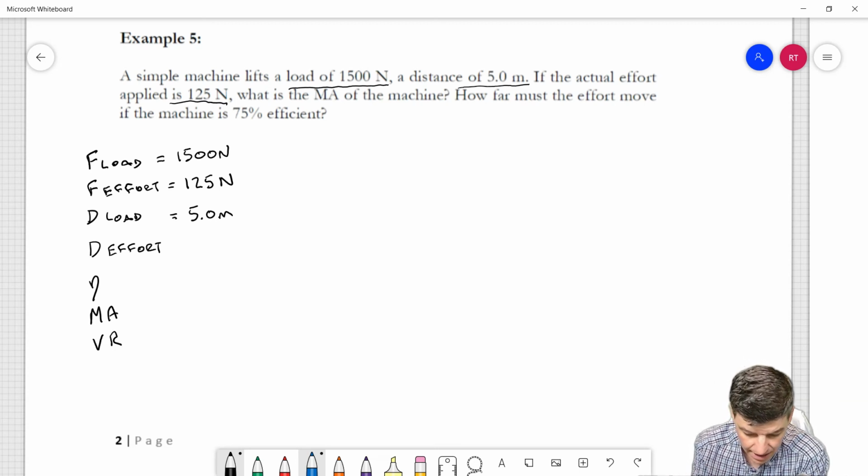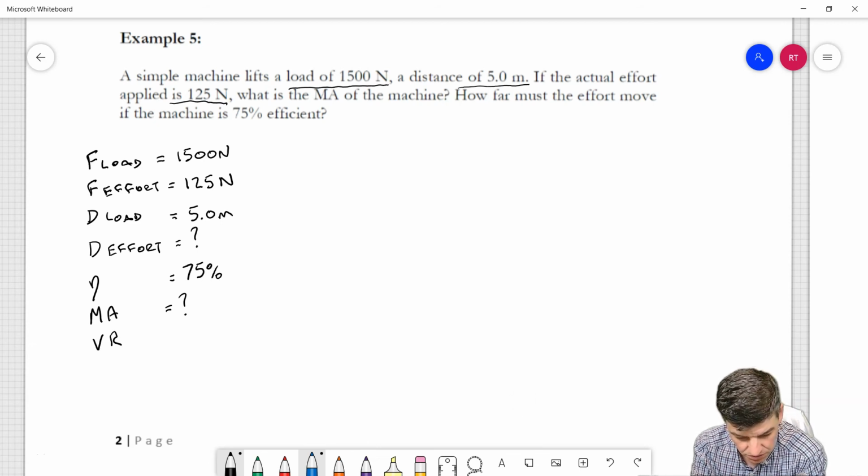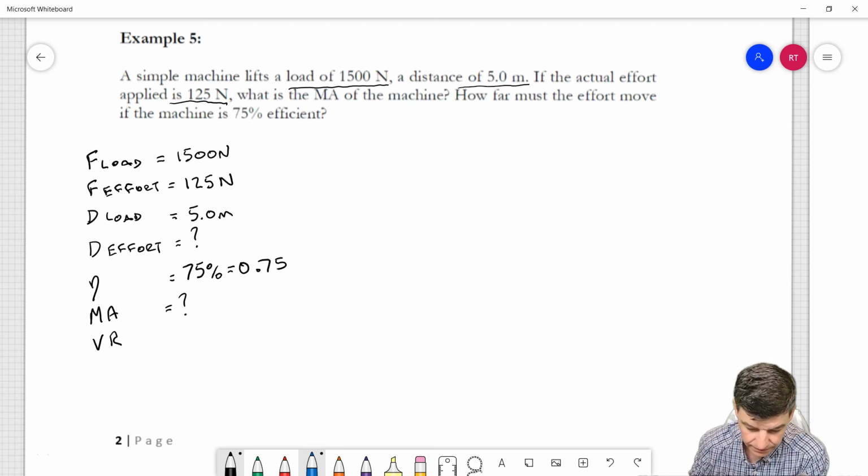What is the MA of the machine? I'll make note that that's what I'm being asked. And how far must the effort move? So I'm going to be asked that too, if the machine is 75% efficient. So 75% efficiency, and I'm always going to want to use efficiency as a decimal in these questions, so 0.75 would be what I'd use for my efficiency.